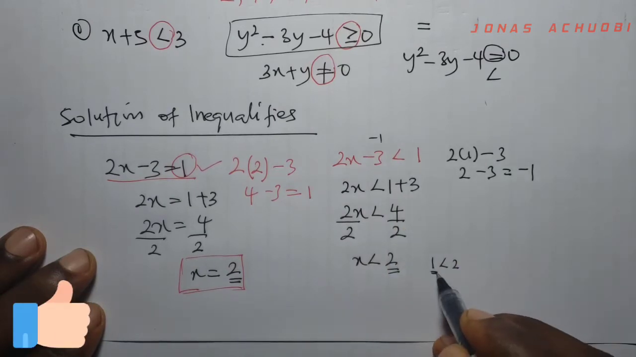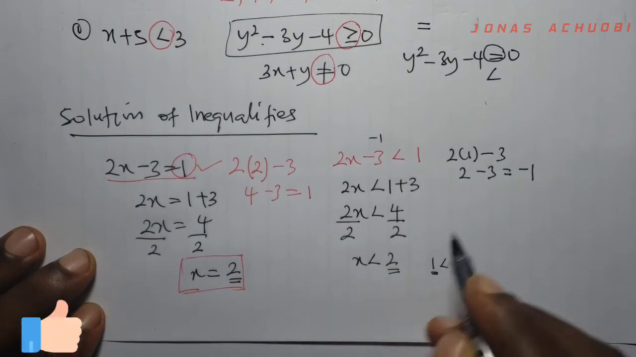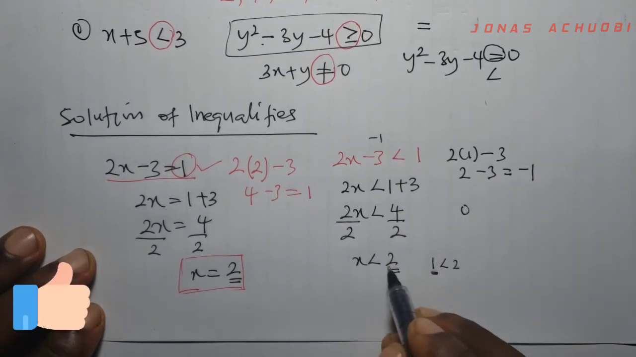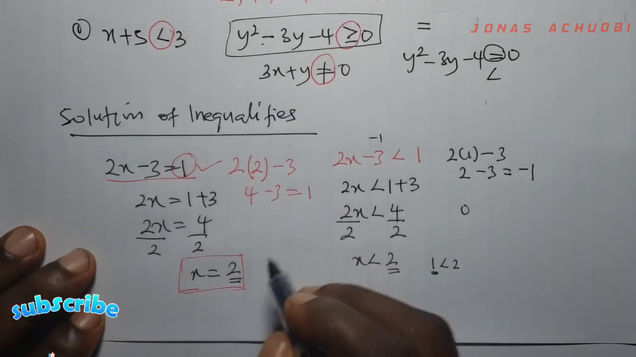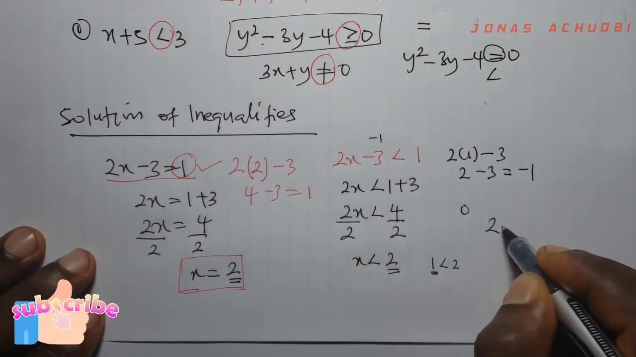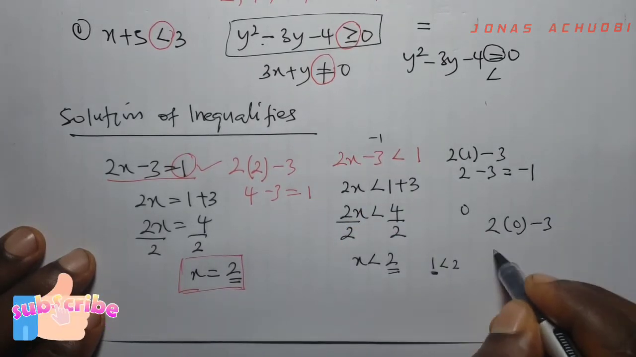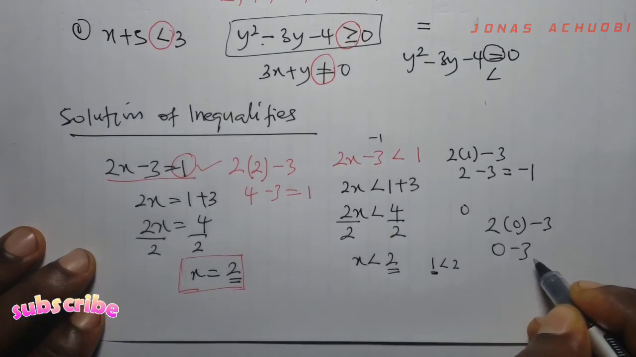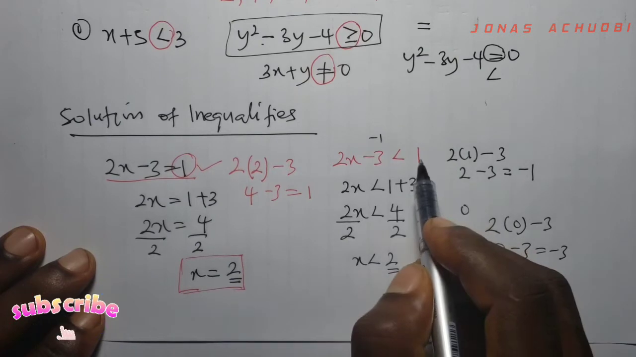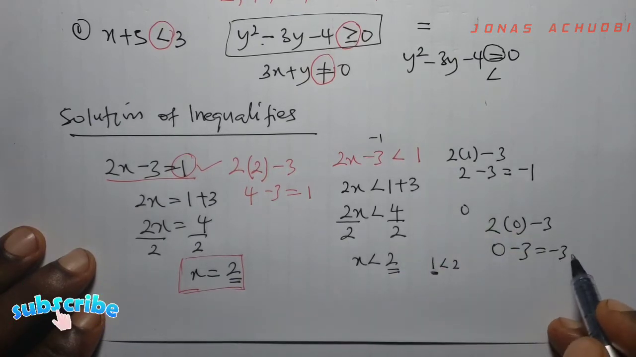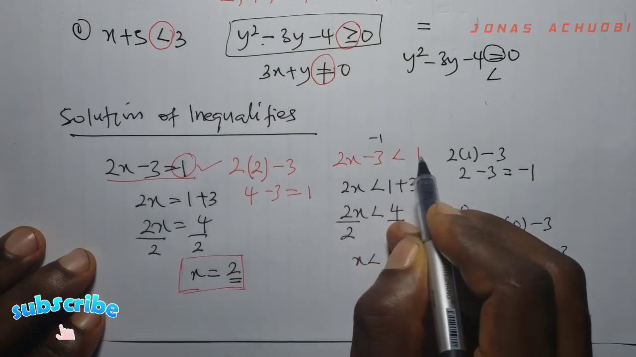So 1 is one of the solutions of the inequality. Let us check another value, 0. Obviously, 0 is less than 2. So when we substitute the value of 0 into the inequality, let's see what we have. We have 2 times 0 minus 3. So 2 times 0 is 0, and 0 minus 3 is negative 3. And once again, negative 3 is less than 1. So 0 is also a solution to the inequality 2x minus 3 is less than 1.